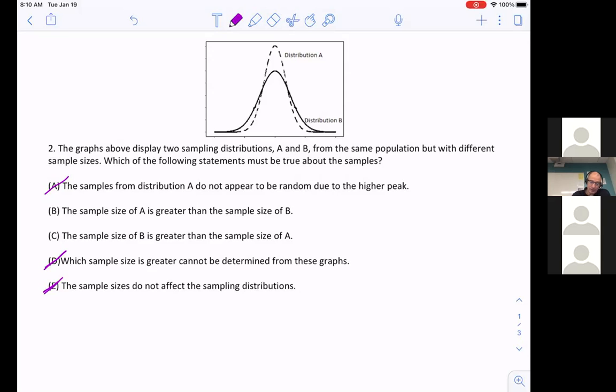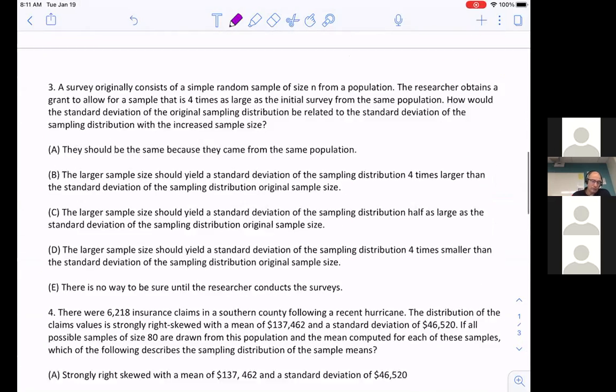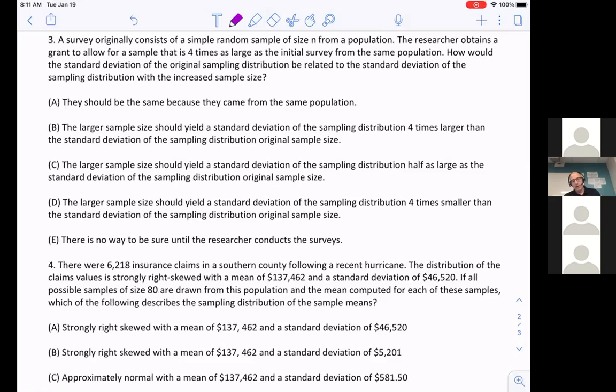The sample size of B is greater than A, and then A is greater than B. Well, because as sample size increases, variability decreases. So that means B is my answer. All right, a lot of reading. I'll try to wait again.